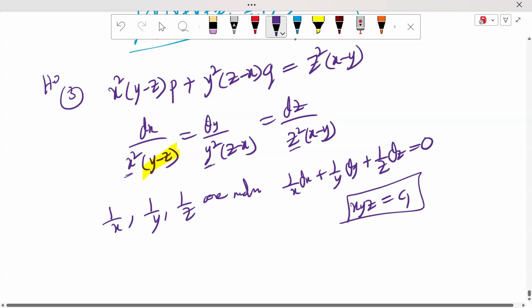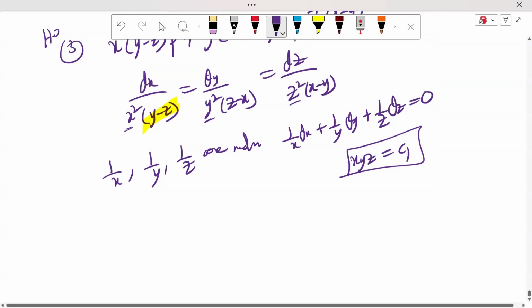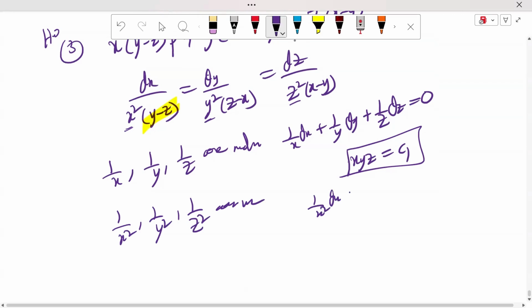Another form, sir. Another observation: here we have x square into (y minus z), y square into and so on. Observe, and take 1/x square, 1/y square, 1/z square as the multipliers. Add all of them, and again 0 comes. So with these multipliers, it is 1/x square dx plus 1/y square dy plus 1/z square dz is equal to 0.